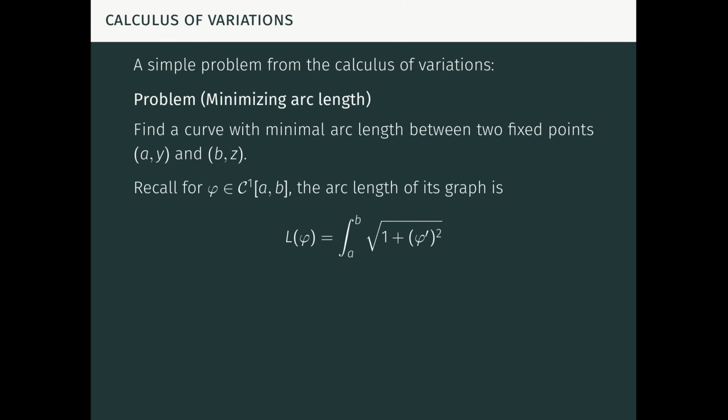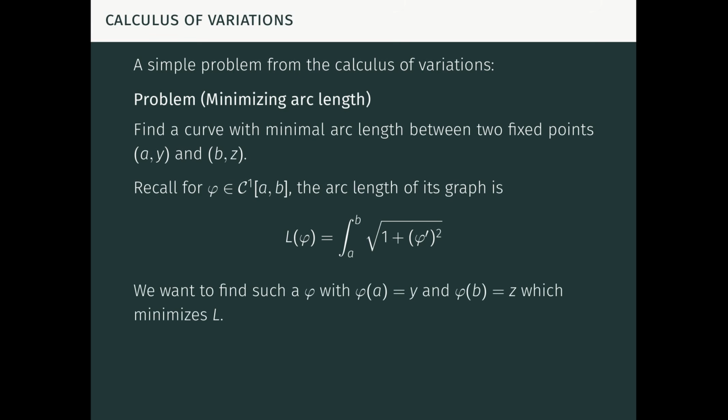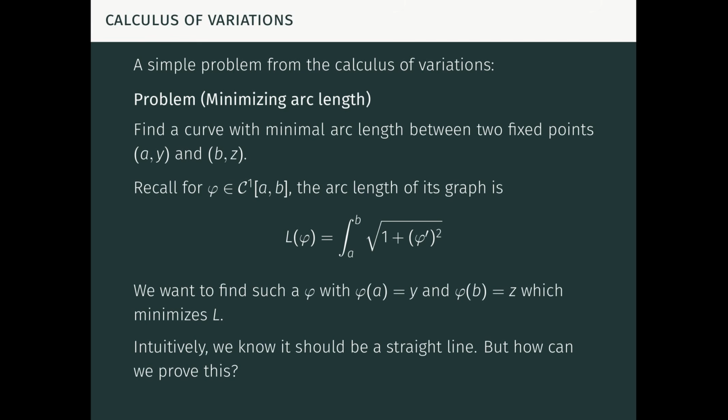So recall that for a function phi, which is continuously differentiable on the interval [a, b], the arc length of its graph is given by an integral L of phi, which is defined to be the integral from a to b of the square root of 1 plus phi prime squared, where phi prime is the derivative of phi. We want to find such a phi with phi of a equal to y and phi of b equal to z, which minimizes this function L. Now intuitively we know that this should be a straight line, but how can we prove this?